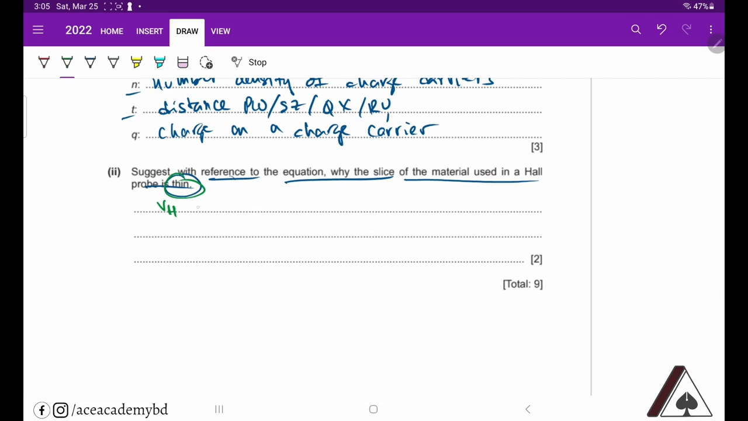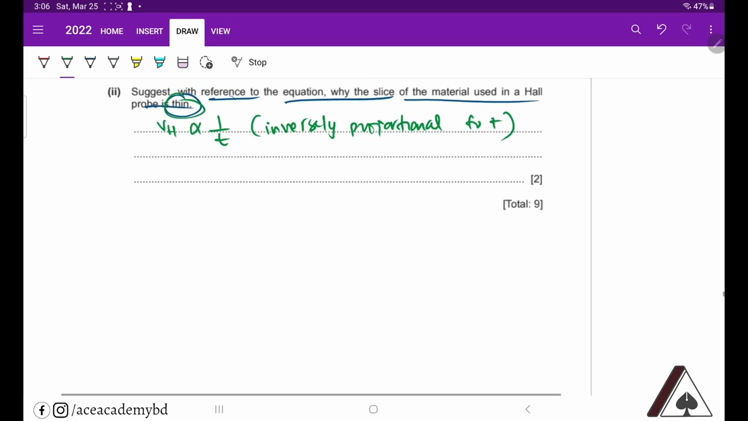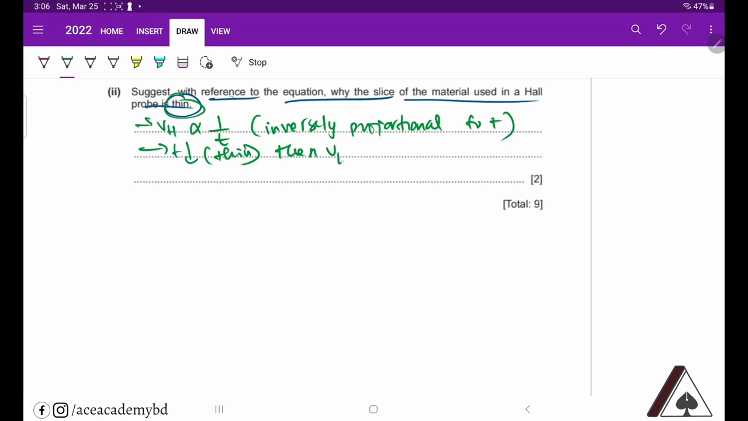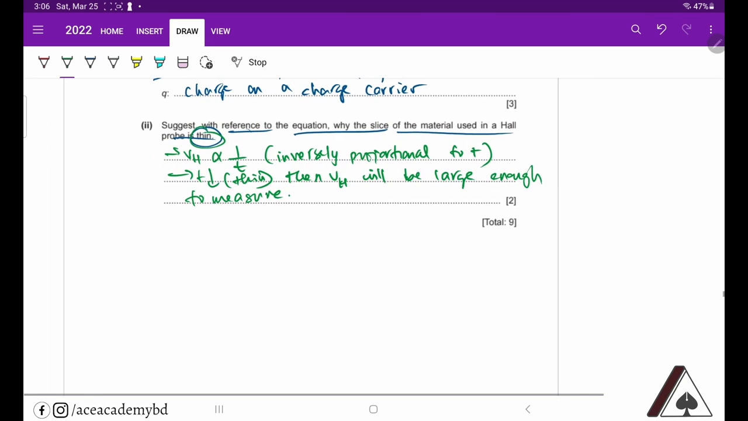So first we can write that VH is inversely proportional to T, or we can write it in words: inversely proportional to the thickness, and if the thickness is small or thin, as I mentioned in the question, then VH will be large enough to measure. So that's basically our sixth question.